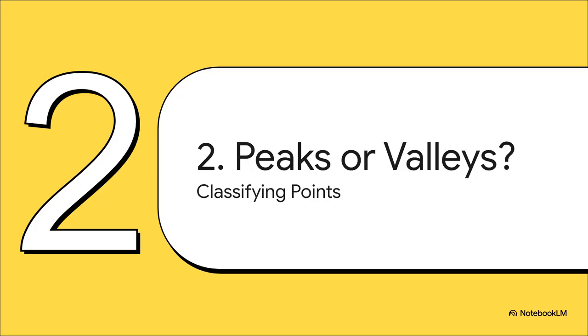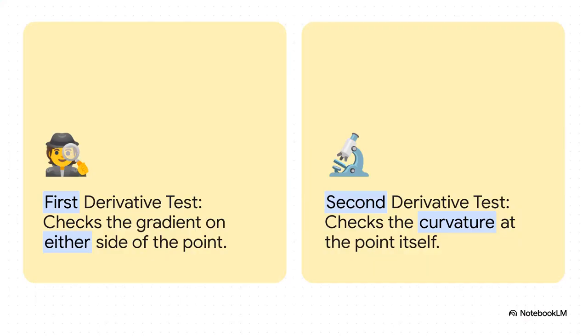But, finding a flat spot is only half the battle. Once we find one, we have to ask the next big question. Is it a peak, what we call a local maximum? Or is it a valley, a local minimum? We need to figure out what kind of point we're dealing with. And for this, we've got two main tricks up our sleeve.